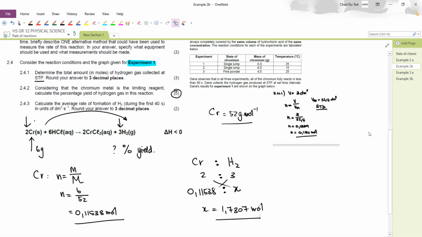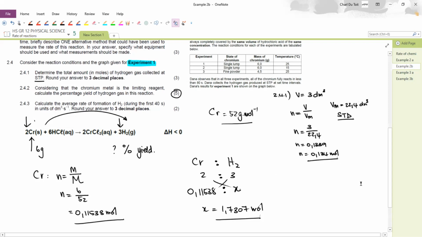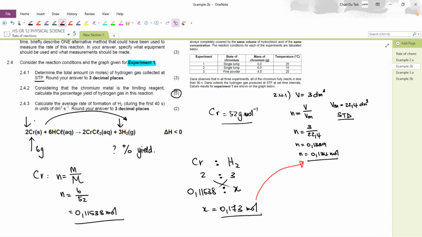How much am I getting? I'm only getting 0.1339, depending on which one you use. So I'm supposed to get 1.73. No, that's wrong. That's wrong, Mike. I wrote this wrong. It isn't 1.7. It's 0.173 mole. That's what I'm supposed to get if I work it out theoretically, but I'm only getting 0.13. So the percentage is what? 0.134 divided by 0.173 times 100. That's the percentage yield.